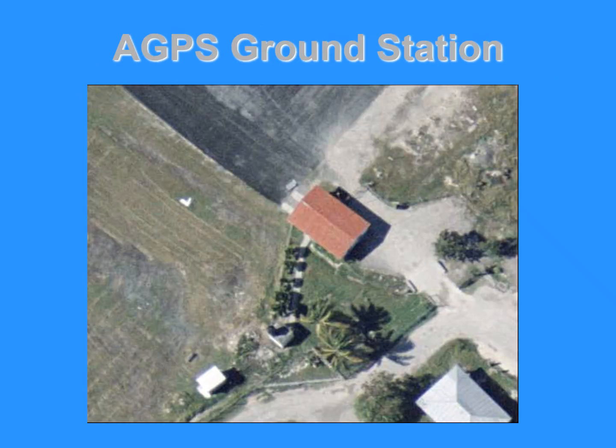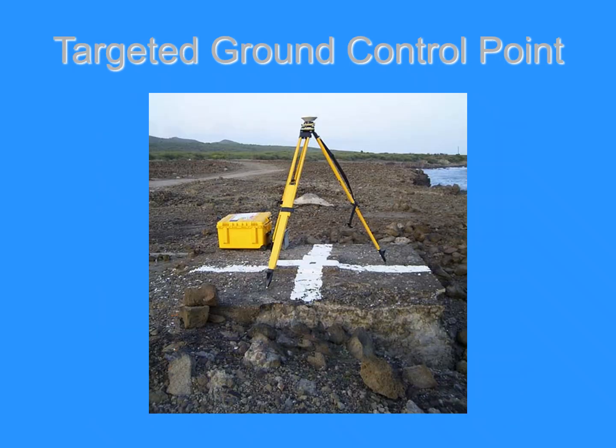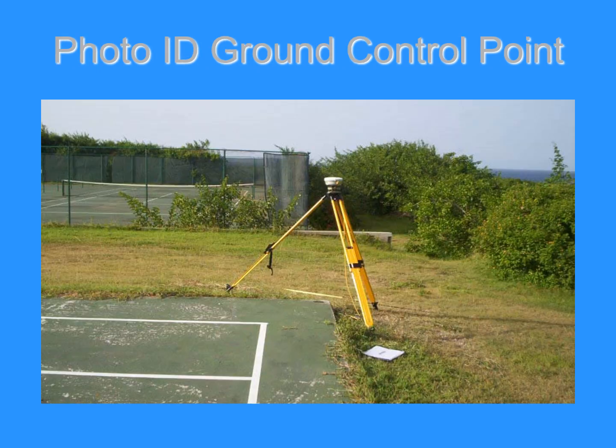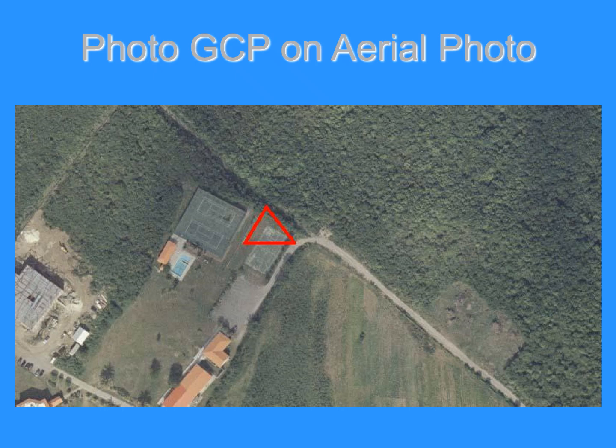This shows an airborne GPS ground station on the aerial photography. This shows a targeted ground control point. This shows the targeted ground control point on the aerial photography. It's a photo ID ground control point. This shows the photo ID ground control point on the aerial photography.